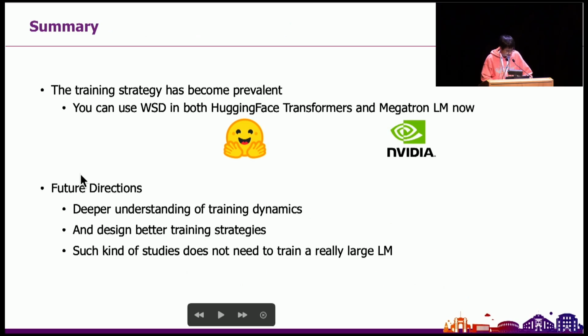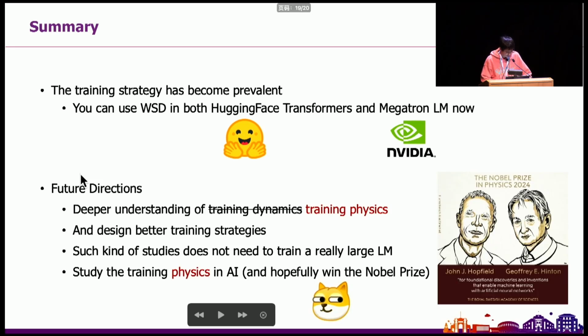In summary, the training strategy proposed in this paper has become prevalent. You can use WSD in both Hugging Face Transformers and Megatron-LM now. The future directions include a deeper understanding of the training dynamics, and designing better training strategies. Such studies do not need to really train a large language model, so they are accessible to general researchers. Actually, we want to propose that we can say we are going to study training physics, because hopefully you can win the Nobel Prize.